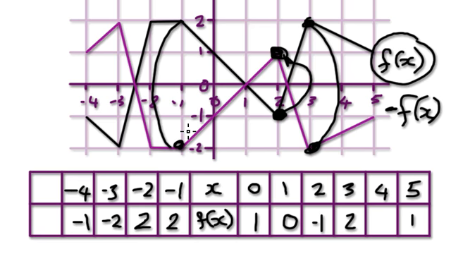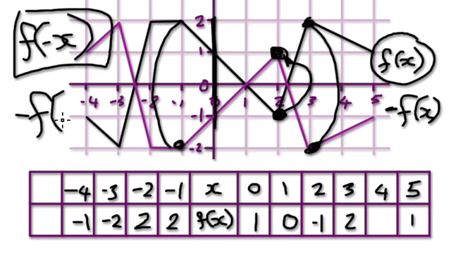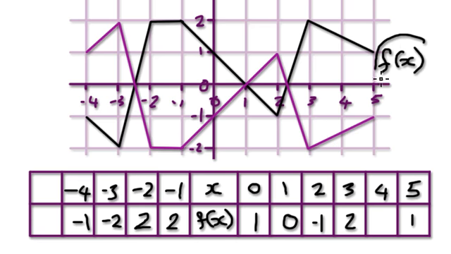So similar to the previous one where we have this here, this here is a reflection on the y-axis. This here is a reflection on the x-axis. Okay, so this here is our f of x. This here is our minus f of x.